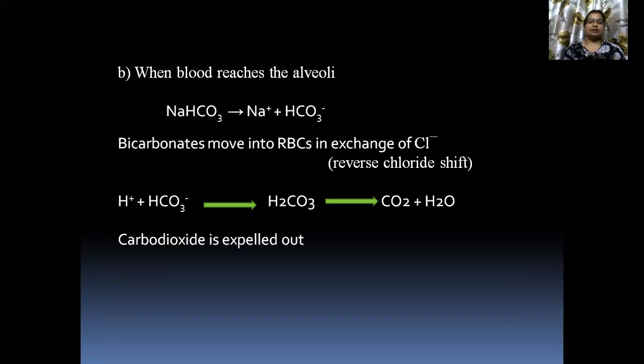In RBCs, bicarbonate ion combines with H plus ion and forms carbonic acid, and carbonic acid divides into carbon dioxide and water. This carbon dioxide is expelled out by the lungs.